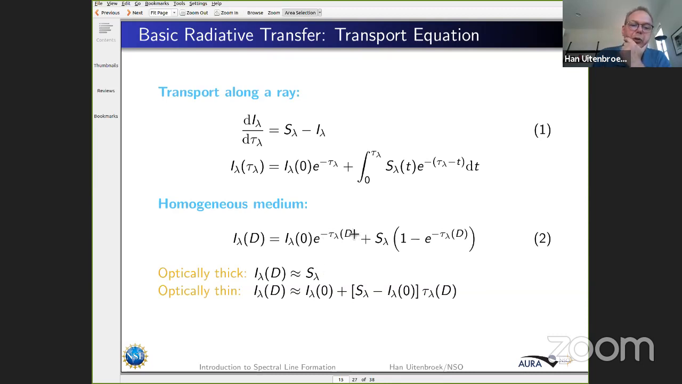If tau of d is much less than 1, this term here becomes 1 minus tau, the same here. And so the intensity at the surface of the slab becomes I0 plus the attenuated S minus I0 times tau.